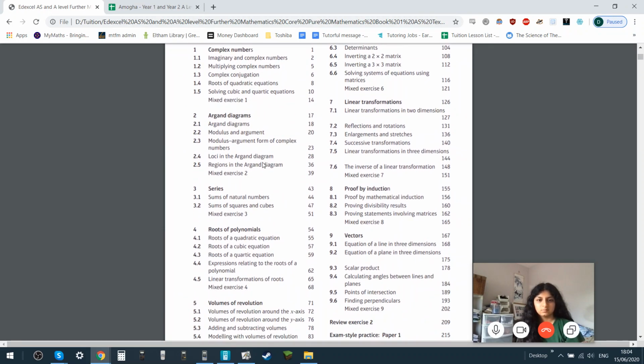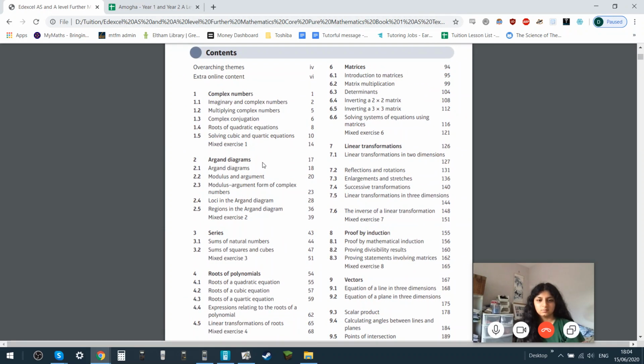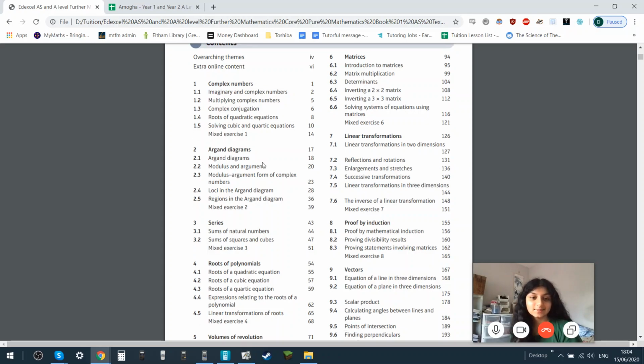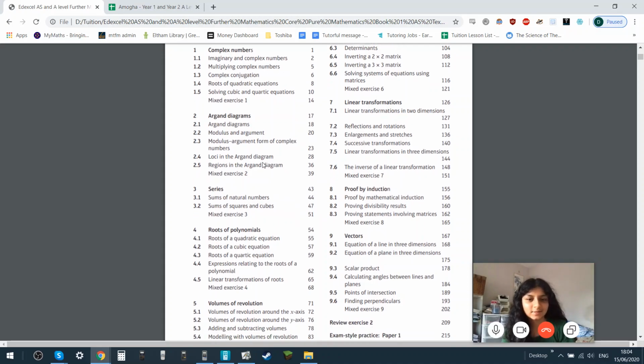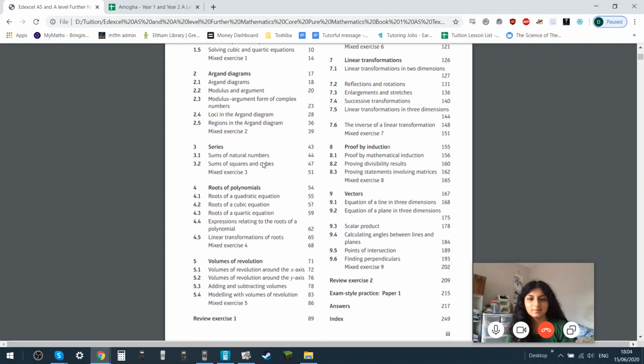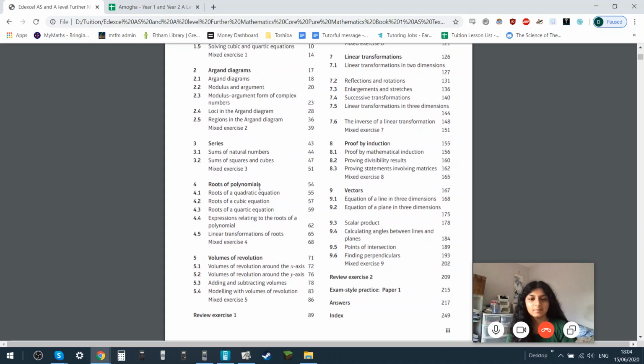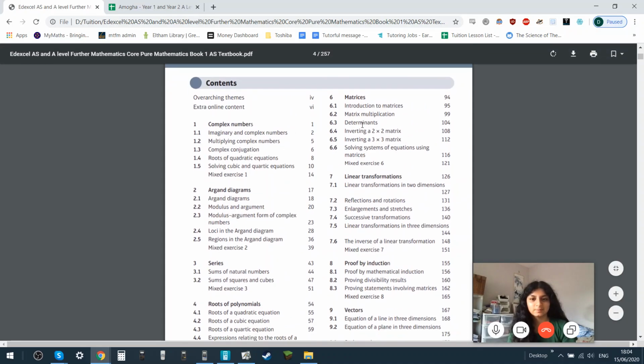Why are you doing maths in uni? Nope. It's just for fun. Argand diagram. I don't mind any topic. This one could be good. Did we do this one? Yeah, we did that last week.